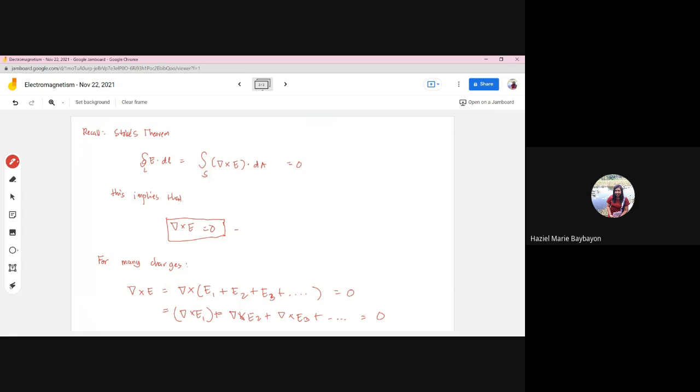And take note that this is true for any static charge distribution. So meaning to say, steady state, static charge distribution.